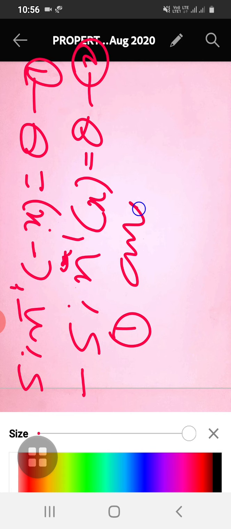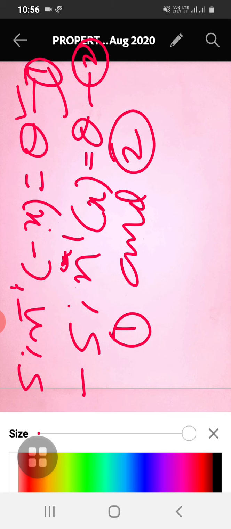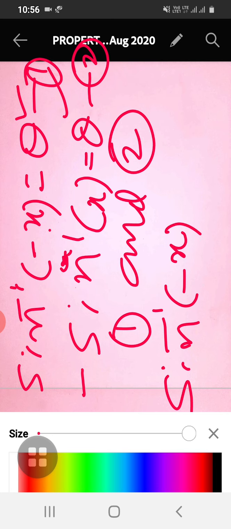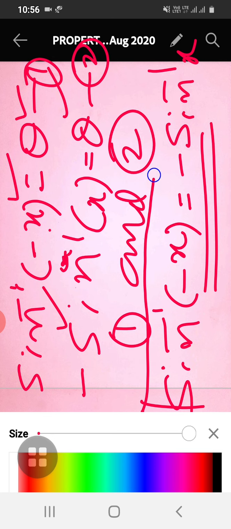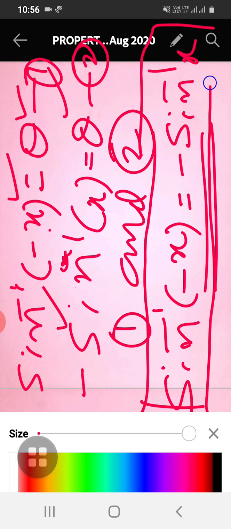So comparing 1 and 2, what can I write? Sin inverse of minus x is equal to minus sin inverse x. Left hand side is equal to right hand side. So I have considered sin inverse of minus x is equal to theta, and I got minus sin inverse x, that is also equal to theta. So comparing both sides, we get sin inverse of minus x is equal to minus sin inverse x. So this is the first property.